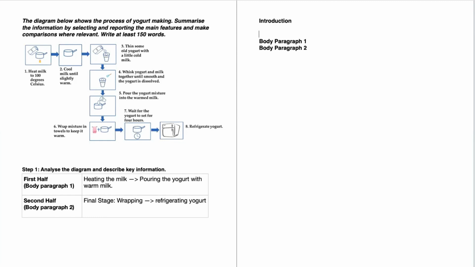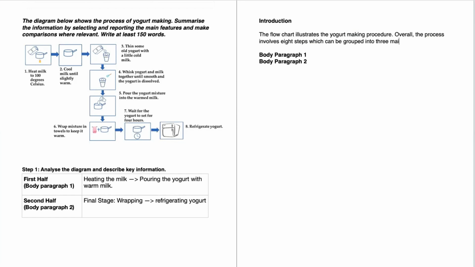So if you remember correctly, the first introduction paragraph is going to paraphrase the question, the task that we see here. So I'm going to start and I'm going to say: The flow chart illustrates the yogurt making procedure. Overall, the process involves 8 steps, which can be grouped into 3 main stages: preparing the milk, mixing the ingredients, and setting the yogurt. And let's just talk about this here.